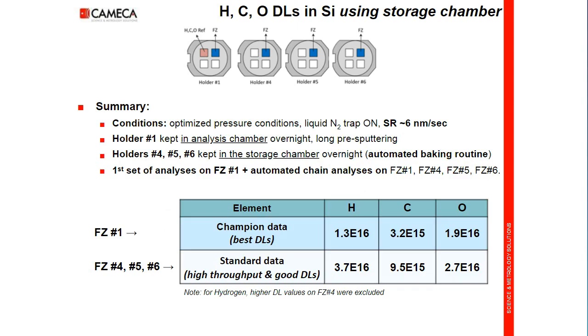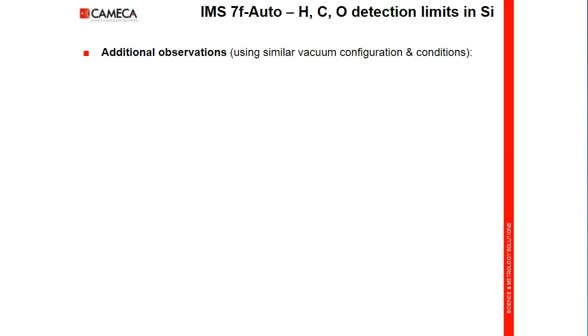If we summarize, measurements were performed using optimized vacuum conditions, liquid nitrogen, and with a medium sputter rate around 6 nanometers per second. Holder 1 was kept in the analysis chamber overnight, and long pre-sputtering was performed on one silicon sample in this holder. Holders 4, 5, 6 were kept in the storage chamber overnight and were outgassed using an automated baking routine. There was a first set of analysis performed on float zone 1, then automated chain analysis were run on the four samples, 1, 4, 5, and 6, each in a different holder.